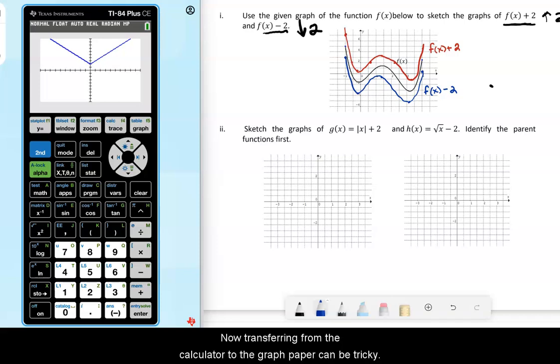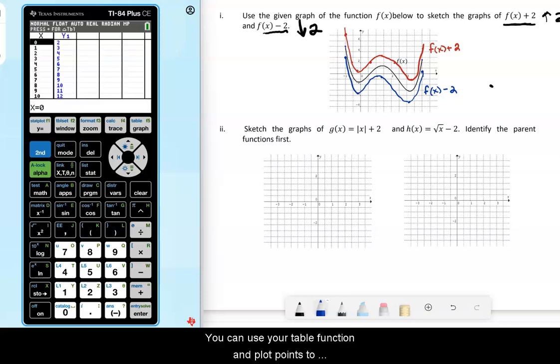Now, transferring from the calculator to the graph paper can be tricky. You can use your table function and plot points to get that translated graph. So I'm going to take these points on my table and I'm just going to plot them as best as I am able on this grid that's given to me.